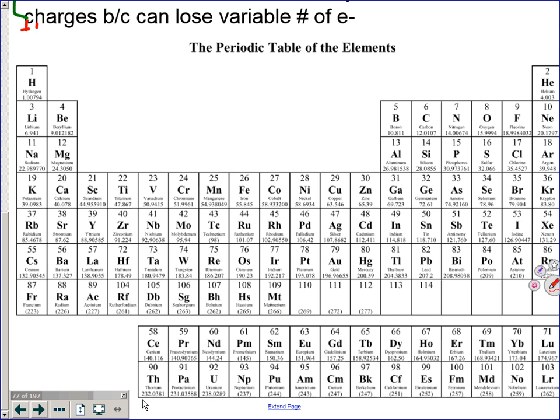All right, so let's do lead. Now you would have written 1s2, 2s2, 2p6, 3s2, 3p6, 4s2, 3d10, 4p6, 5s2, 4d10, 5p6. Okay, 6s2, right? That's what you would have done. You would have made it that far, and then you're like, oh crap, what do I do with F?